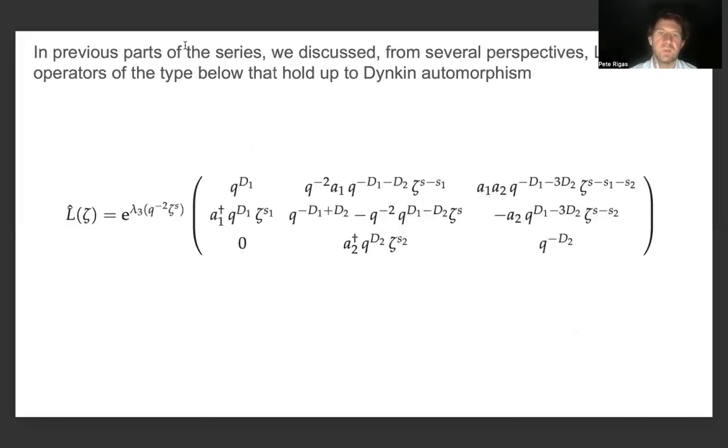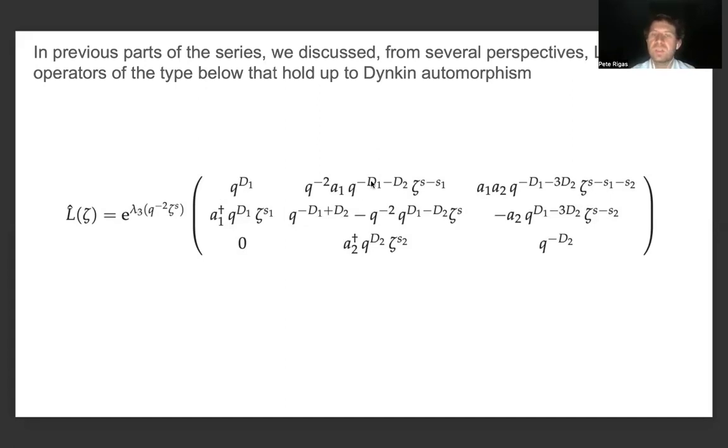And so in previous parts of the series, we discussed from several perspectives L operators of the type below that hold up to Dynkin automorphism. And we have been describing how this C function is a mapping into a unital associative algebra that's complex valued, as well as the fact that these D1 and D2 terms arise from taking the tensor product of a differential operator with the identity operator, either from the left or from the right.